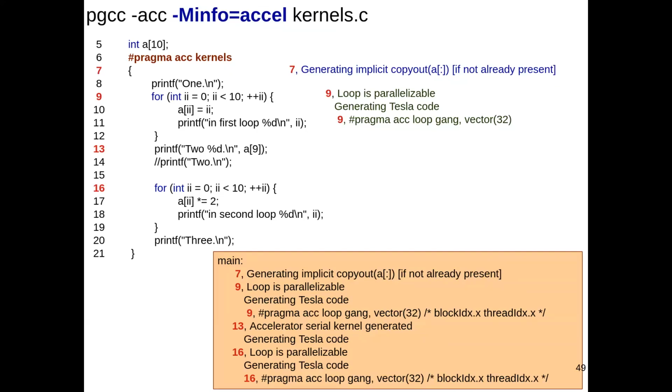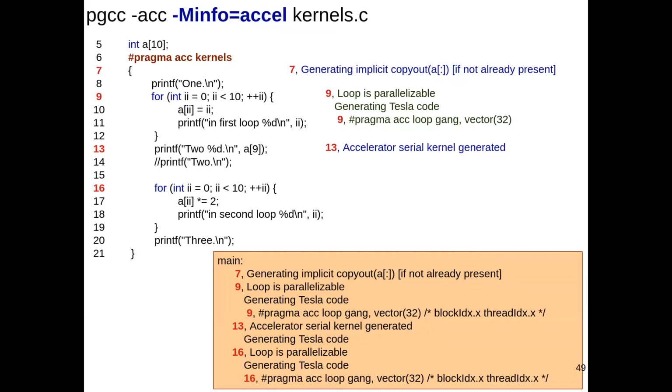Okay. As far as the ninth line is concerned, it is generating code for this for loop with 32 threads, out of which 10 threads are going to be active. After this, when we are dealing with line number 13, that is where the interesting part comes in, and that is where we have a surprise.